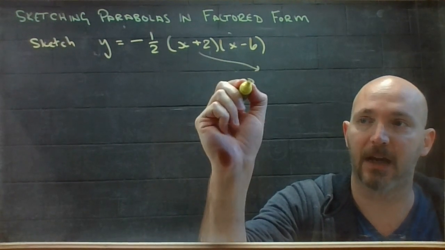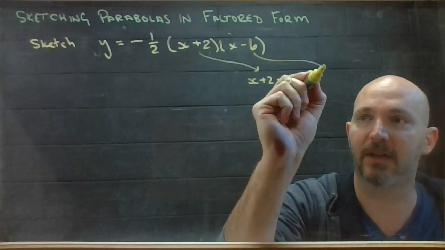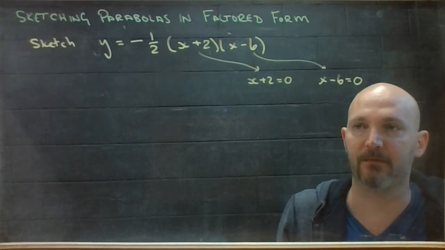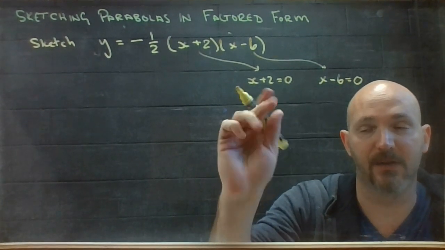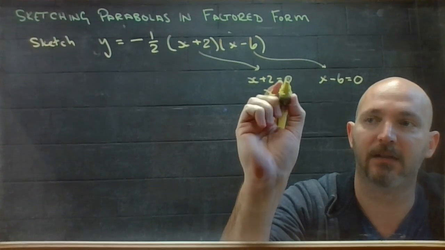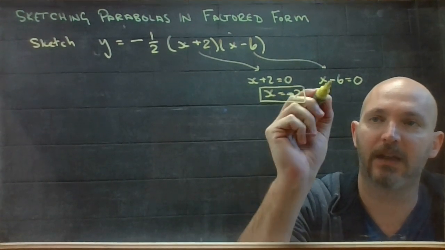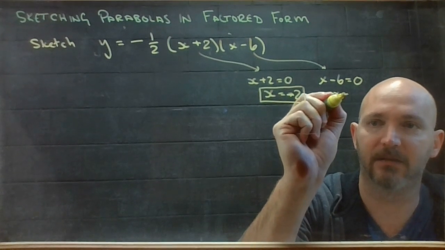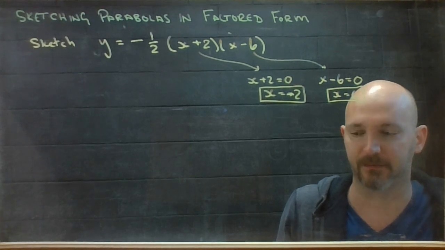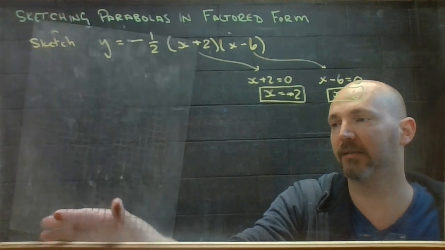First x-intercept happens when x plus 2 equals 0. The second one happens when x minus 6 equals 0. Now I can subtract 2 from both sides here. So I have an x-intercept at negative 2. And add 6 to both sides here. I will have an x-intercept at positive 6. So I'm going to set up my grid. I can get those things plotted on there.